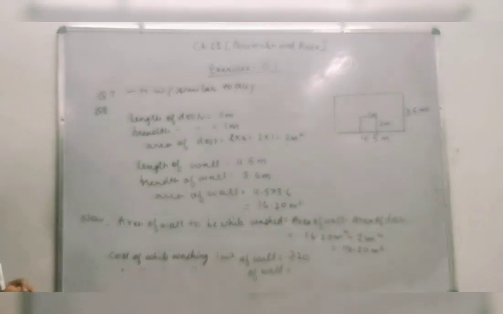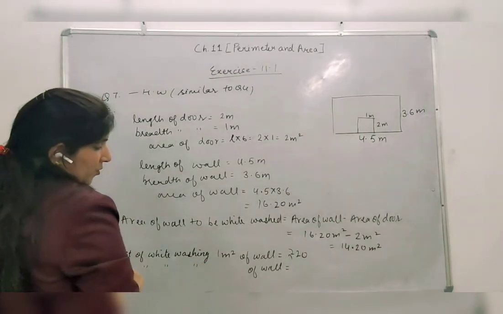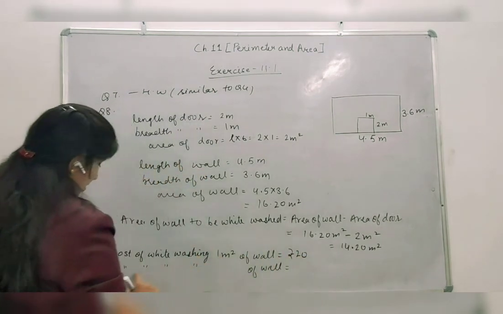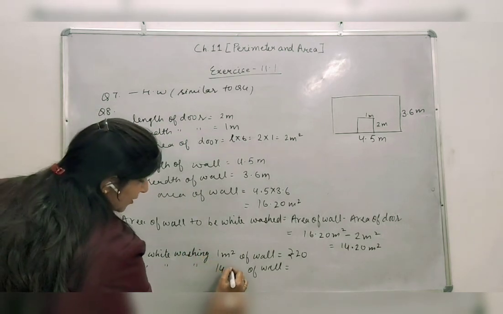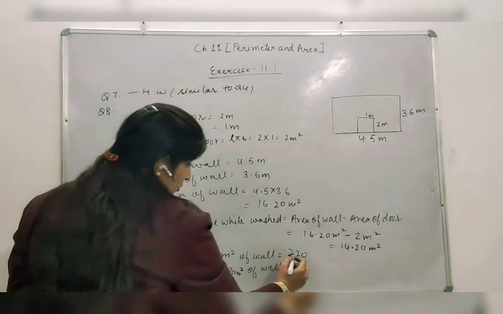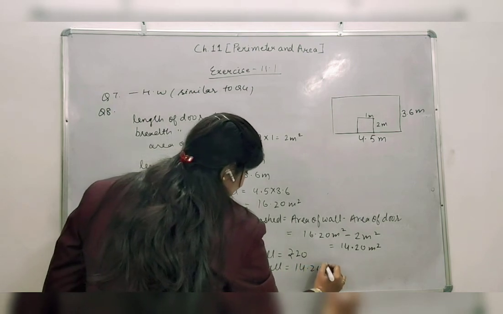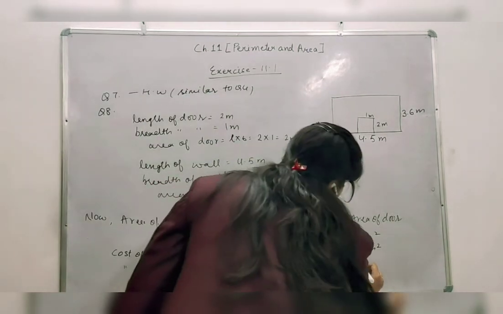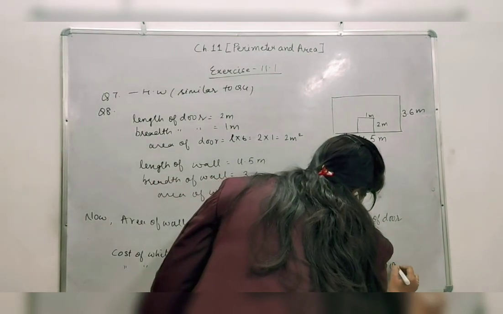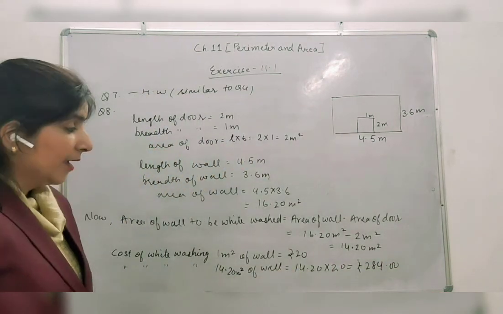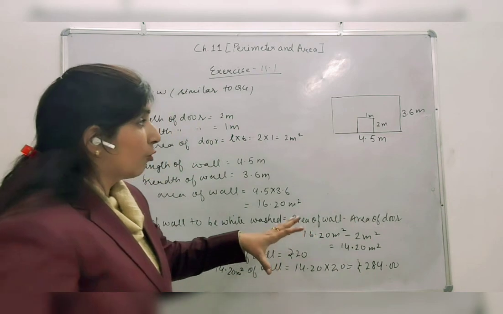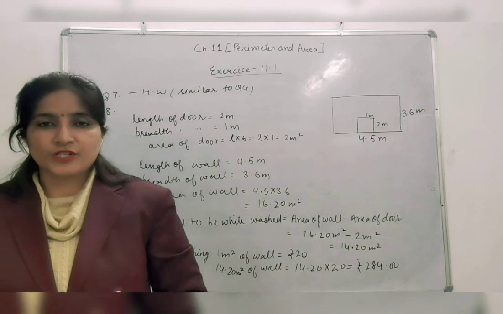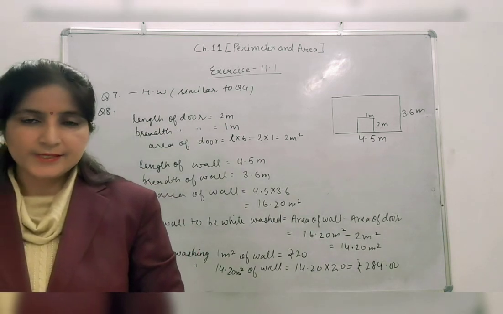Now we need to find out the cost. The cost of whitewashing 1 meter square of wall is rupees 20. For 1 meter square we need to pay rupees 20. So for 14.20 meter square, what will be the cost? 14.20 multiplied by 20. What do we get here after solving? We get rupees 284. Means we have to pay rupees 284 as the cost of whitewashing for this wall excluding the door. So this is question 8. In this way we have completed our exercise 11.1.